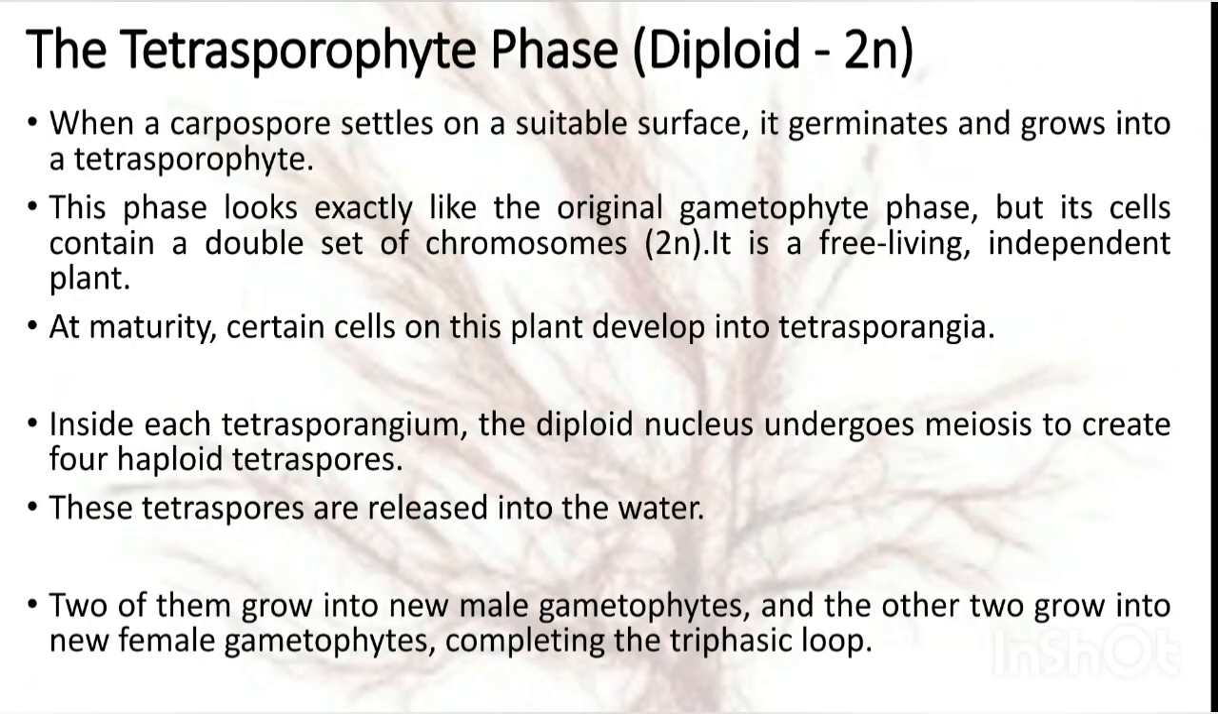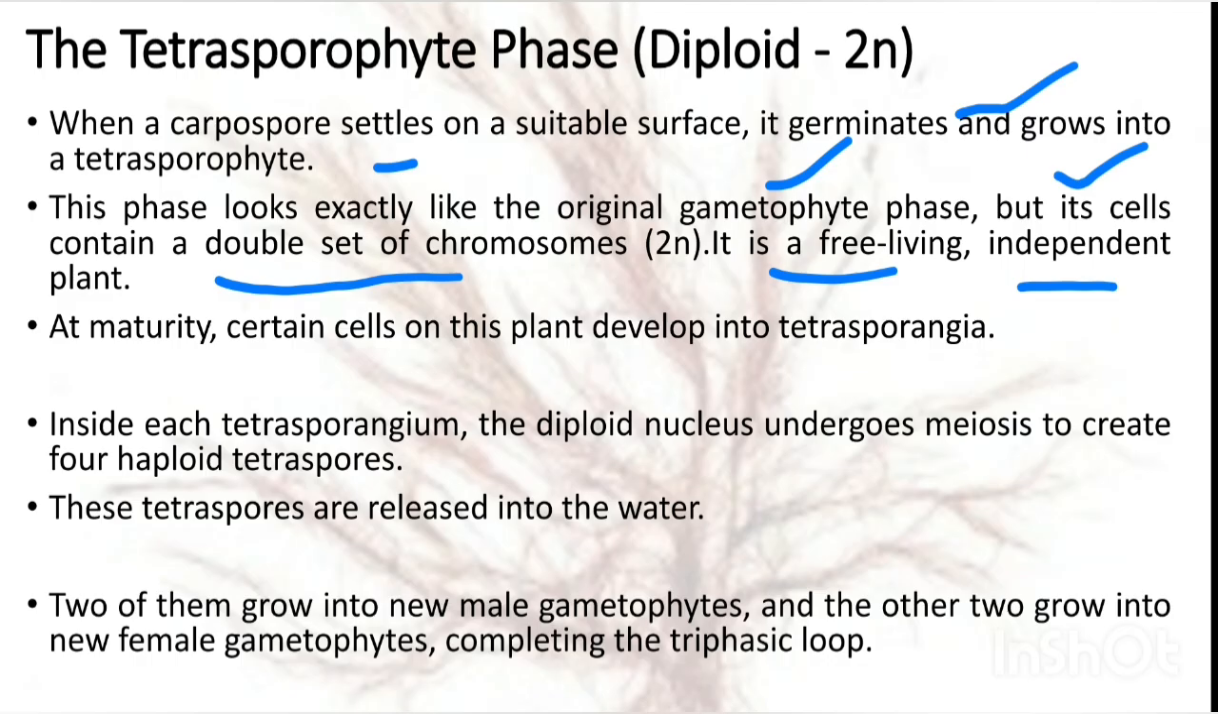water current. Then tetrasporophyte. When carpospore settles on suitable surface, it germinates and grows into tetrasporophyte, which exactly looks like original gametophytic phase, but its cells contain double set of chromosome. It is free living independent plant. At maturity, certain cells on the plant develop into tetrasporangia.